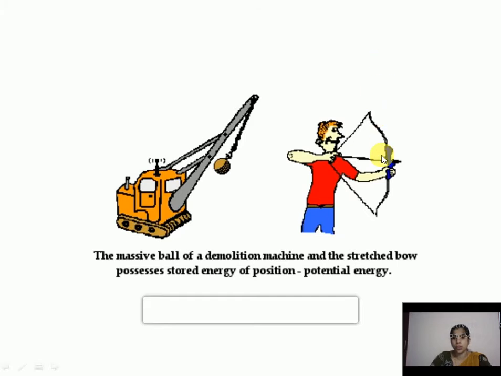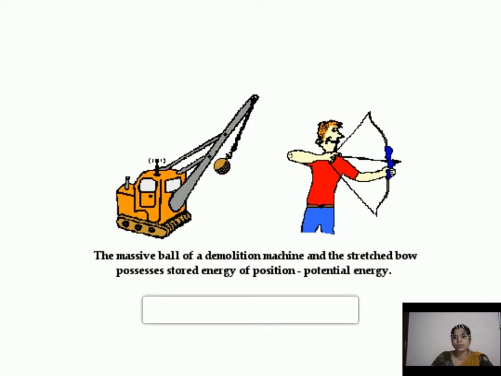Similarly, see the bow. A bow is able to store energy as a result of its position. When in its usual position, that is when not drawn, there is no energy stored in the bow.